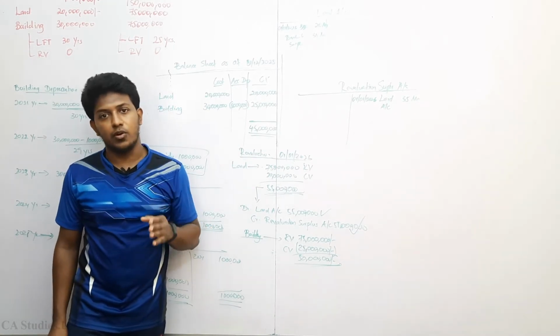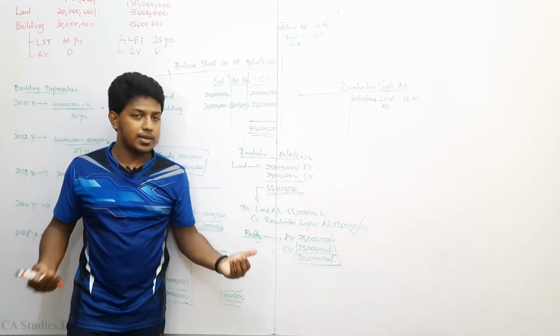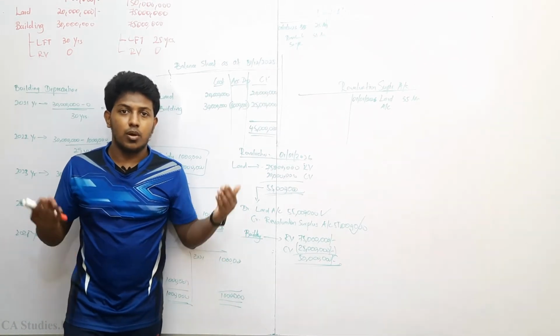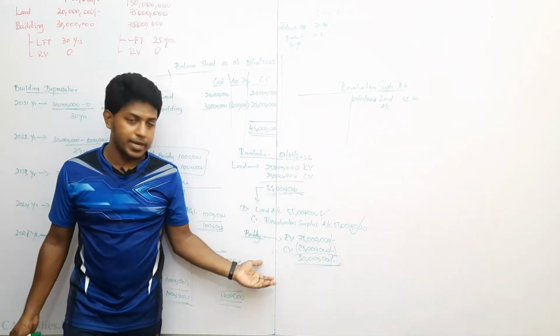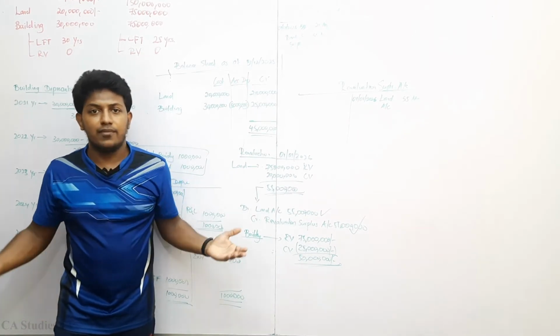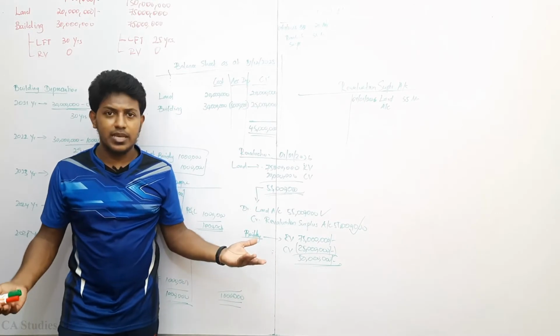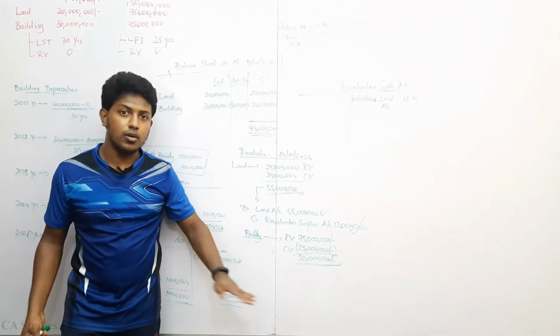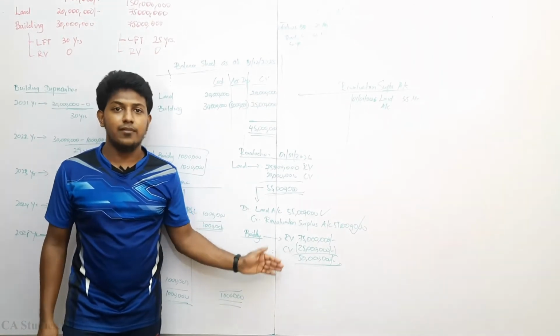Luca Pacioli said all transactions should have a double entry. So all accounting students should follow the double entry system. If you follow it, definitely your exam will be easier, and your transactions will be easier. If you cannot find the double entry, please contact me. I will help you.